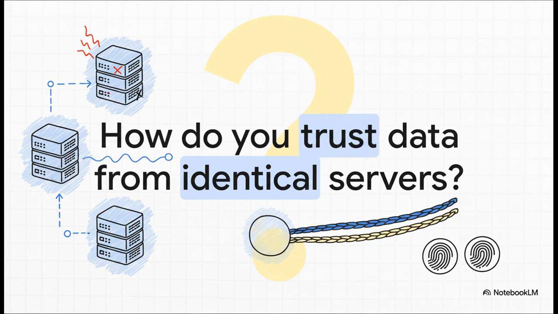I want you to imagine a whole fleet of servers. They're all identical, all clones of each other, holding copies of the exact same critical data. Now what happens if one of them has slightly different information? How does the network figure out who to trust? This is like a fundamental problem in any distributed system. How do you establish identity and how do you make sure the data is legit?